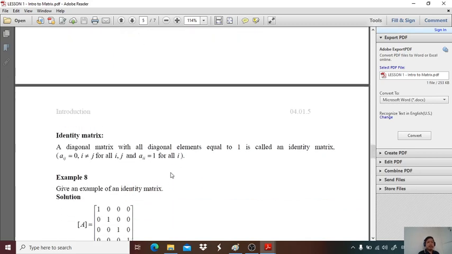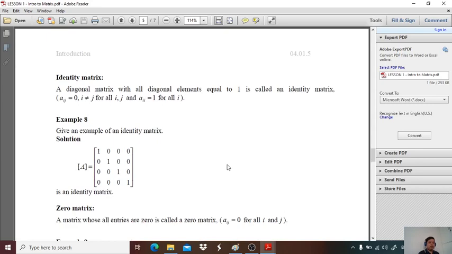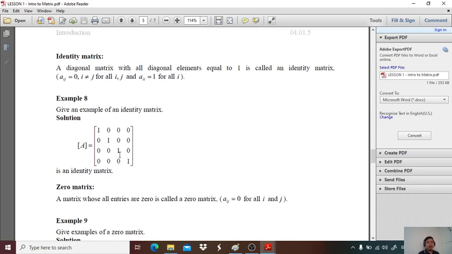Next, what is the identity matrix? It is a diagonal matrix with all diagonal elements equal to 1, and the rest of the elements are zeros. So that is the identity matrix. This is an example of an identity matrix.